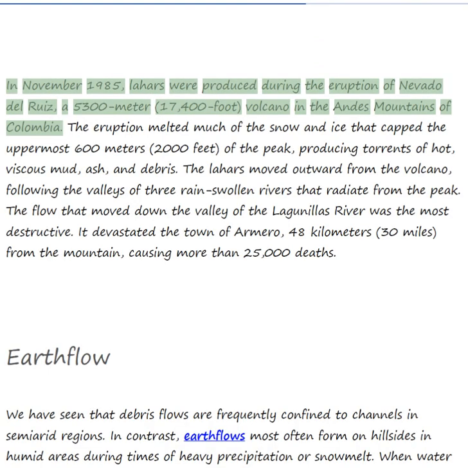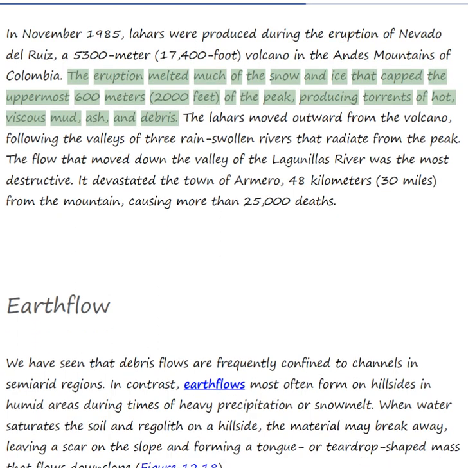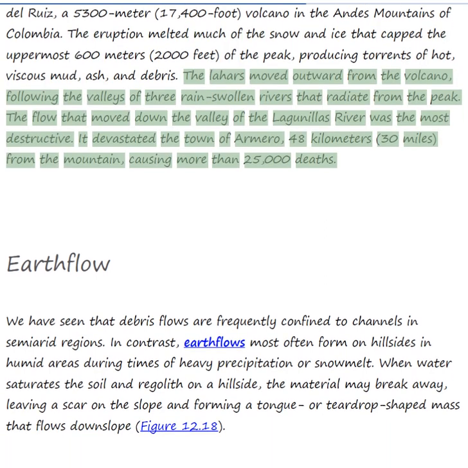In November 1985, lahars were produced during the eruption of Nevado del Ruiz, a 5,300-meter volcano in the Andes Mountains of Colombia. The eruption melted much of the snow and ice that capped the uppermost 600 meters of the peak, producing torrents of hot, viscous mud, ash, and debris. The lahars moved outward from the volcano, following the valleys of three rain-swollen rivers that radiate from the peak. The flow that moved down the valley of the Lagunillas River was the most destructive. It devastated the town of Armero, 48 kilometers from the mountain, causing more than 25,000 deaths.